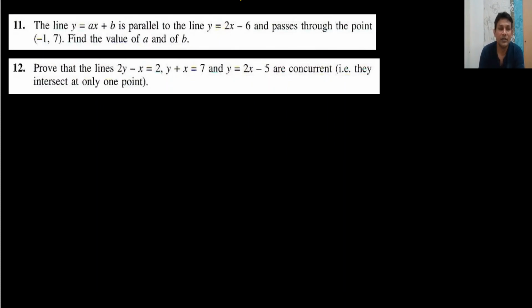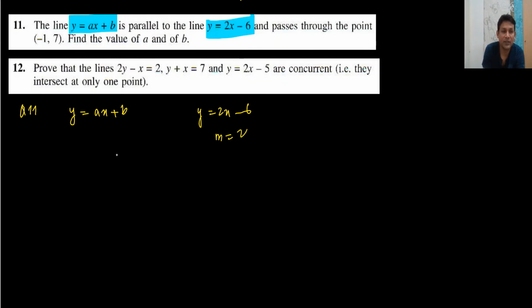If there is no change in this question, then I will just explain how to do it. The line is parallel to this, so the gradient is the same. We can get the value of a, and it is passing through the point. This is a good question. I'm doing 11 first: y is equal to ax plus b, and is parallel to this line y equals 2x minus 6. So the gradient here is 2, and the gradient here is a. So a is 2 because they are parallel. Please do not write b is minus 6. The value of a is known now.